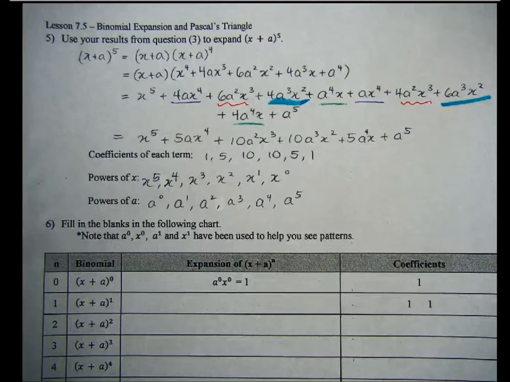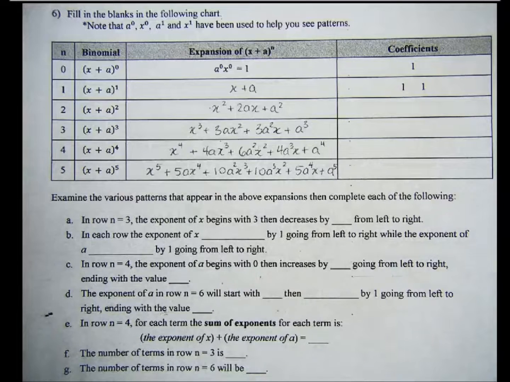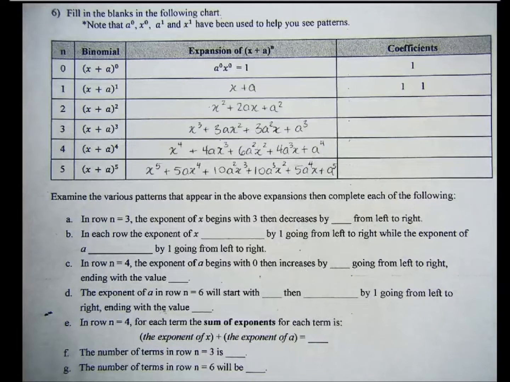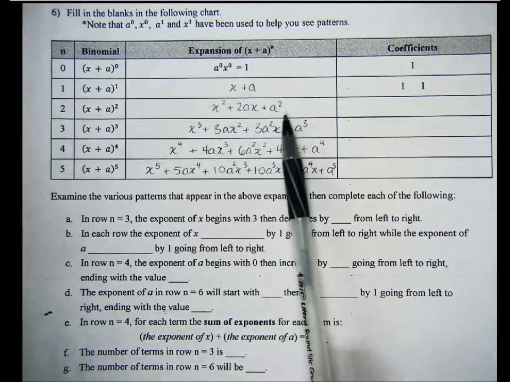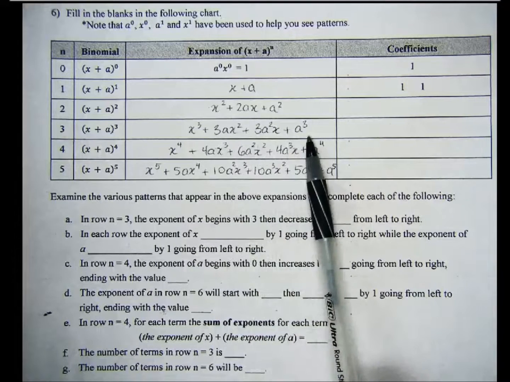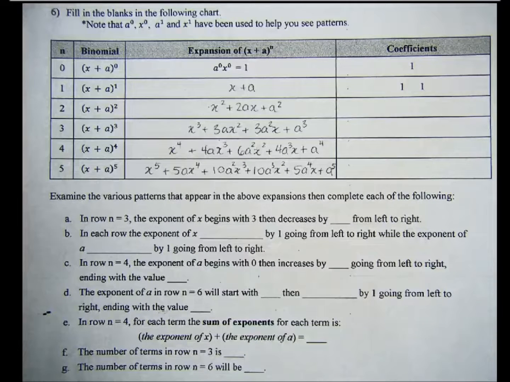And here's the solution. This is the bottom half of page 2. I just filled in these rows using the investigation results from numbers 1 through 5. So as you can see, x plus a, x squared plus 2ax plus a squared, x cubed plus 3ax squared plus 3a squared x plus a cubed, and so on and so forth. Can you see the pattern in the coefficients?